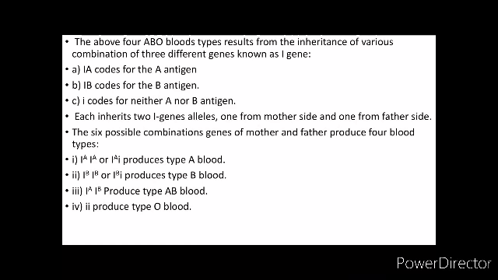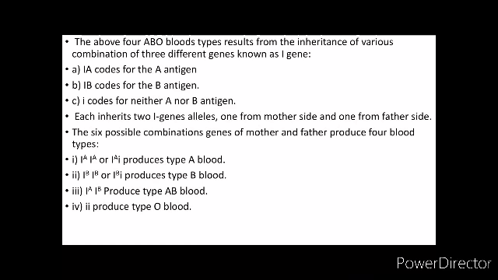We call them the I gene. Now, IA codes for A antigen, IB codes for B antigen, small i codes for neither A nor B antigen. Now, each person inherits two I gene alleles, one from the mother's side and one from the father's side. So you have 6 possible combinations of genes from mother and father, which will produce 4 blood types.